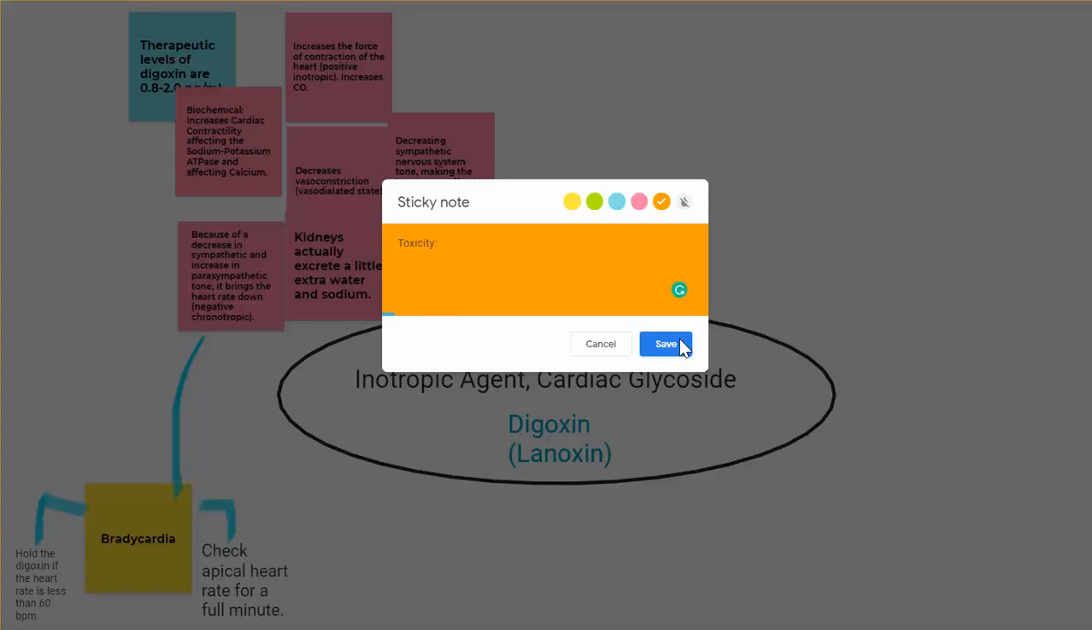So a very, very low pulse would definitely be present with toxicity. Dysrhythmias, okay, because of non-perfusion of the heart.